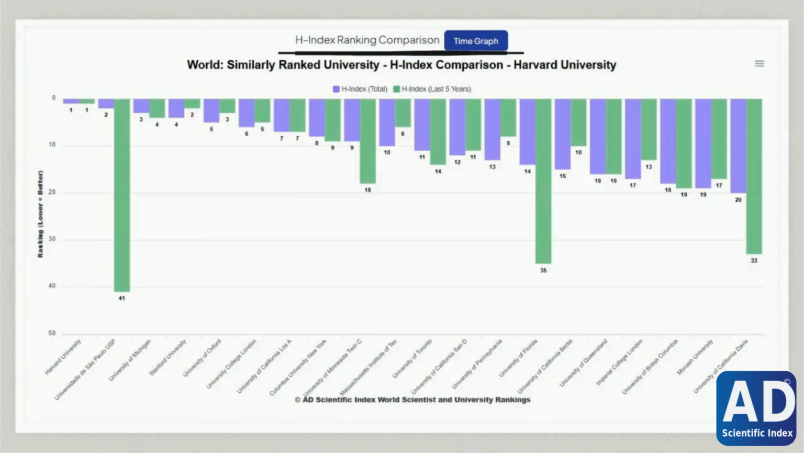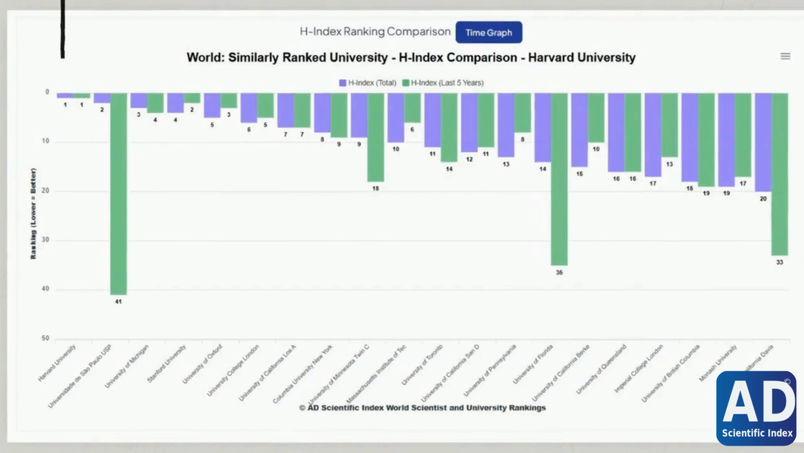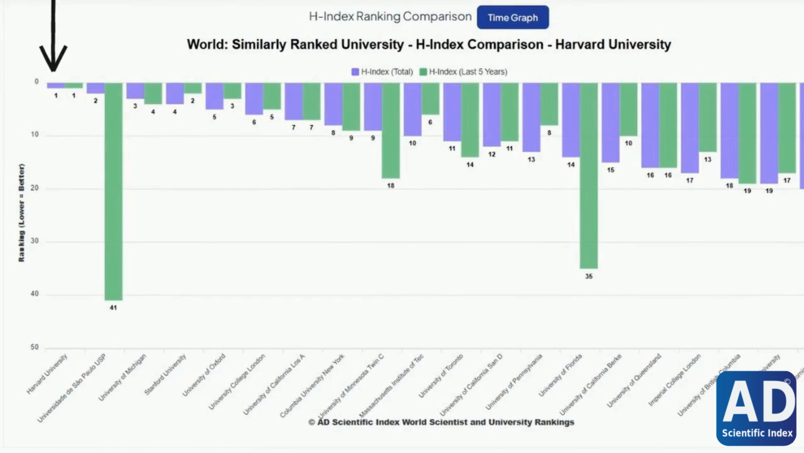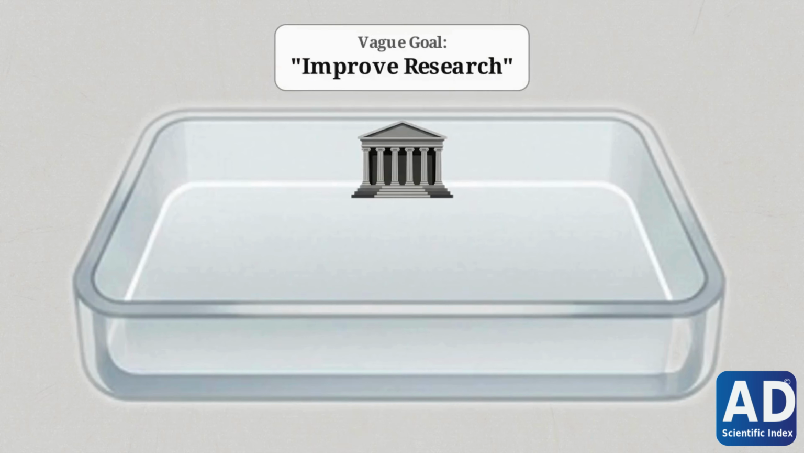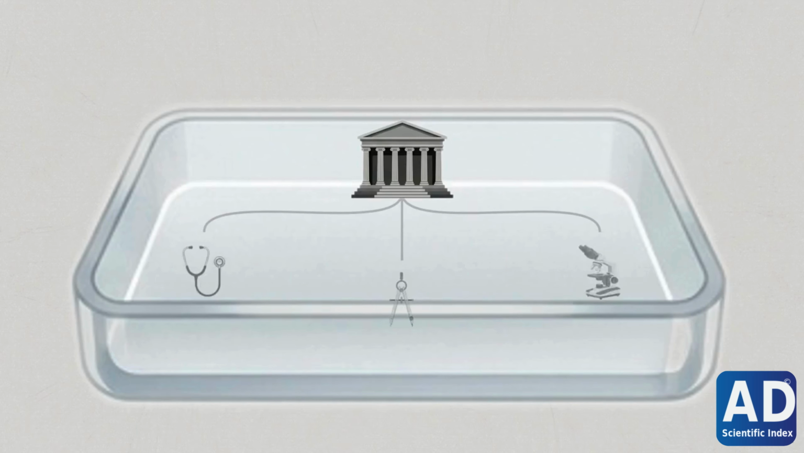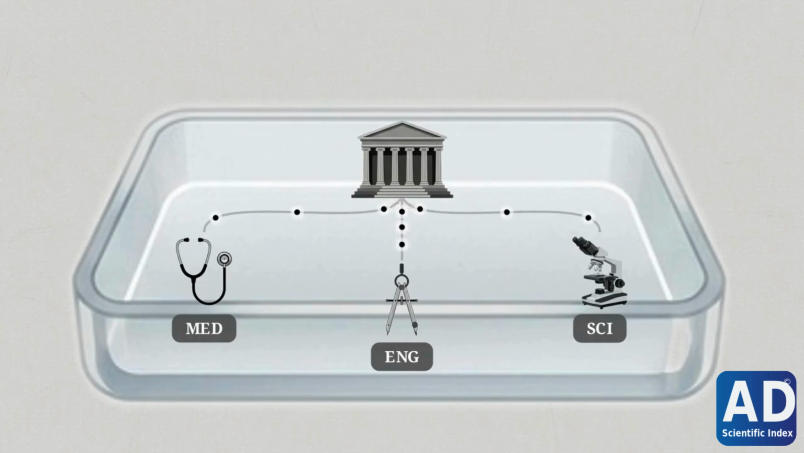Here is the H-index ranking comparison. This bar chart highlights the ultimate metric of academic impact, letting you measure your institution, in this case Harvard, directly against your curated peers. Having this level of real-time granularity takes a vague goal like improve research and turns it into targeted, highly specific interventions for individual departments.